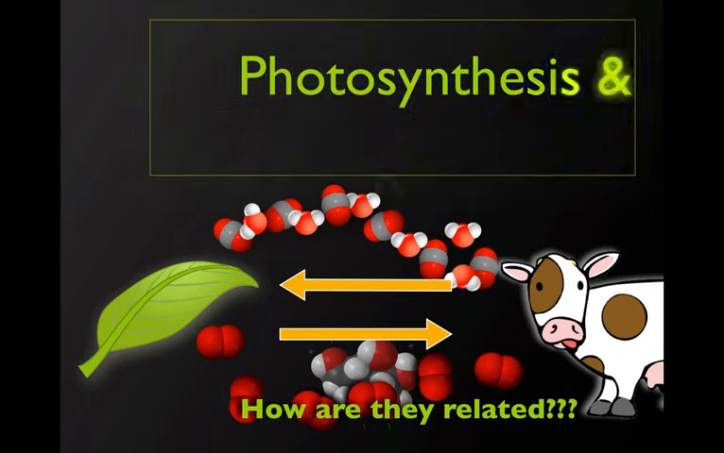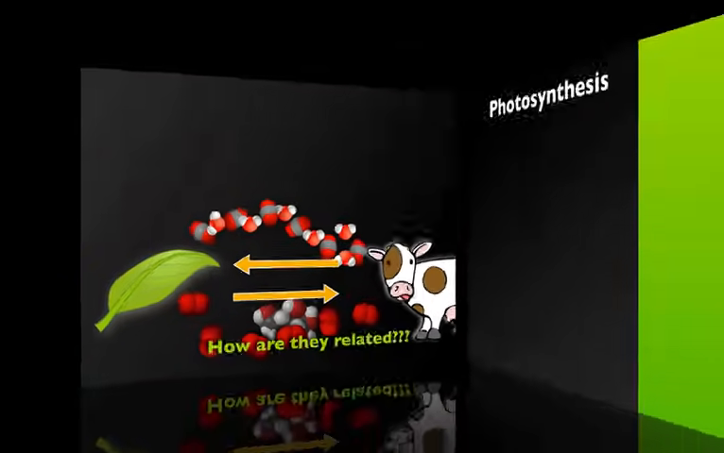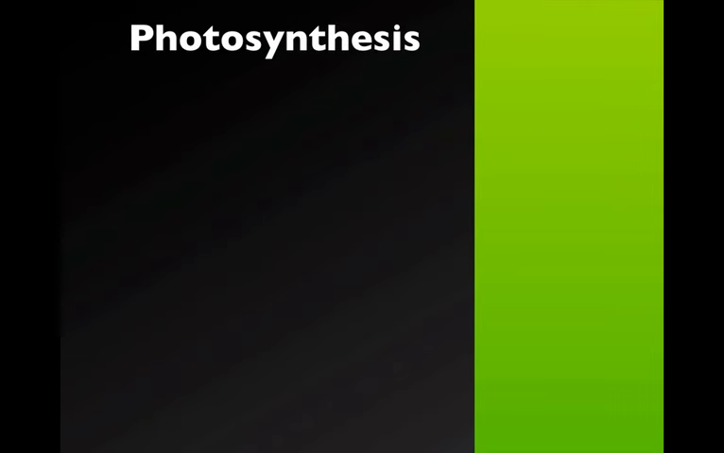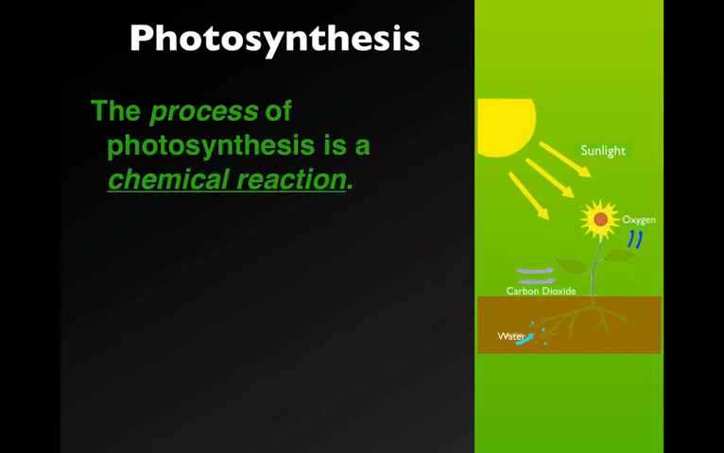So in this presentation, we're going to take a look at two things, photosynthesis and respiration, and we're going to look at how they're related to one another. So first we need to think about what photosynthesis is, and it's basically one of the most important chemical reactions on the planet.